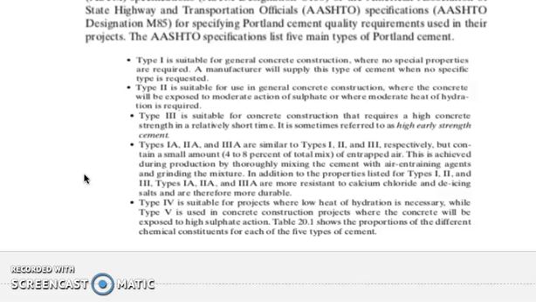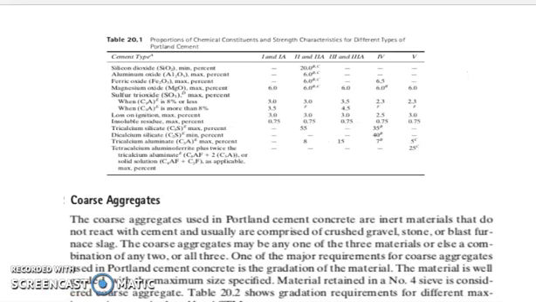Then we have the type 4, which is suitable for projects where low heat of hydration is necessary, while type 5 is used in concrete construction projects where the concrete will be exposed to high sulfate action. So we have here a table showing the proportion of the different chemical constituents for each of the 5 types of cement. So we have here the cement type with their corresponding type: either 1 and 1A, 2 and 2A, 3 and 3A, 4 and 5.